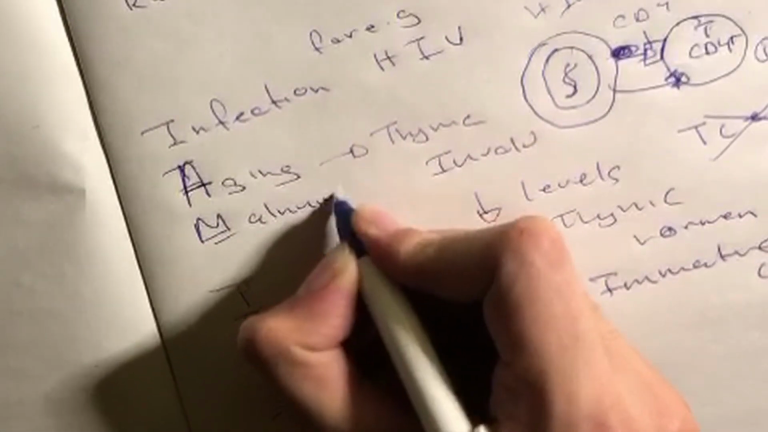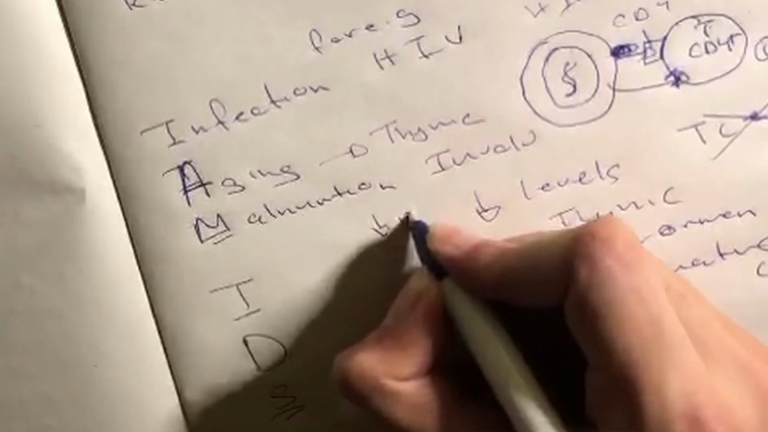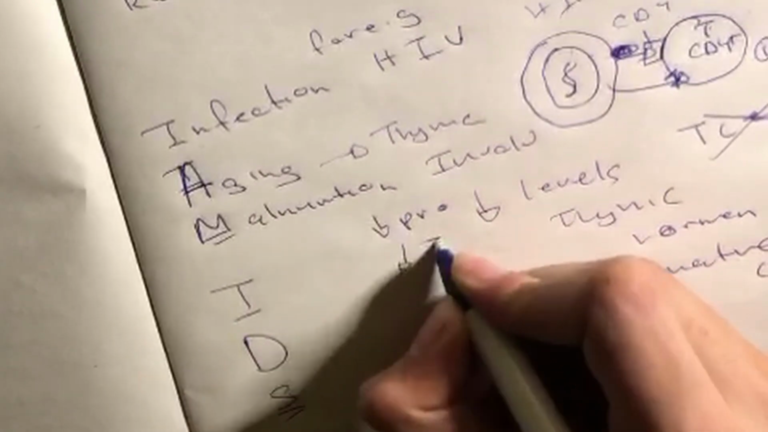Okay, the next thing is malnutrition. So with malnutrition, the reason you're immunosuppressed is that you can have decreased proteins, and then due to decreased protein, you have a decreased amount of immunoglobulins.